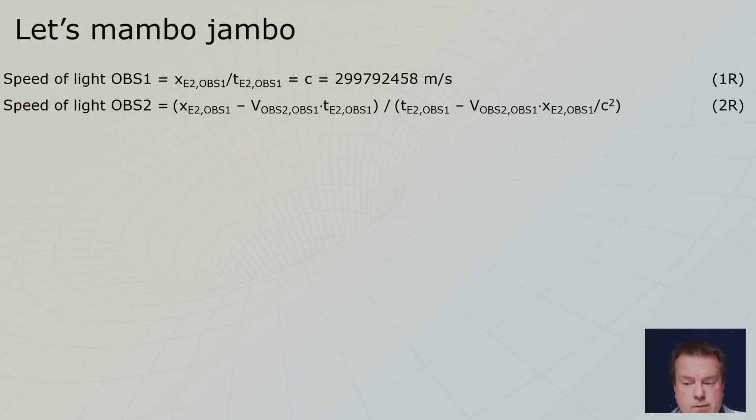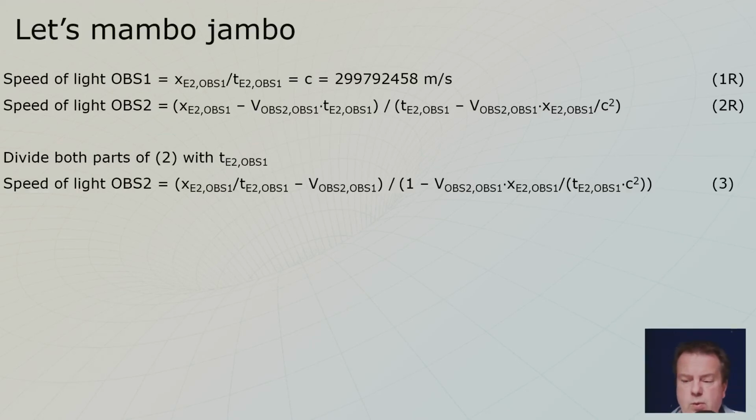So now let's do a little bit more work on the second equation. We are going to divide both sides by the time of event 2 through the eyes of observer 1. And then you see that t will cancel out here and there. So we end up with this equation: x over t minus v, divided by 1 minus v times (x over t) over c squared. There it is.